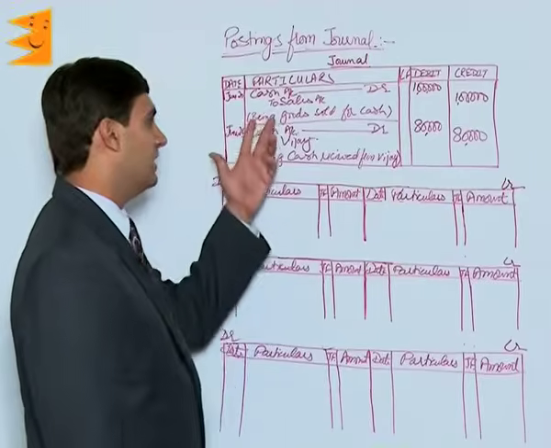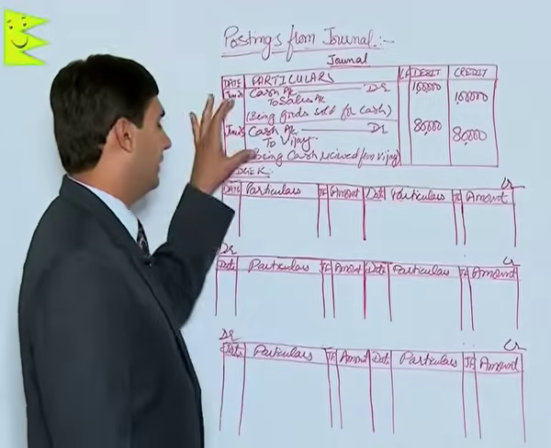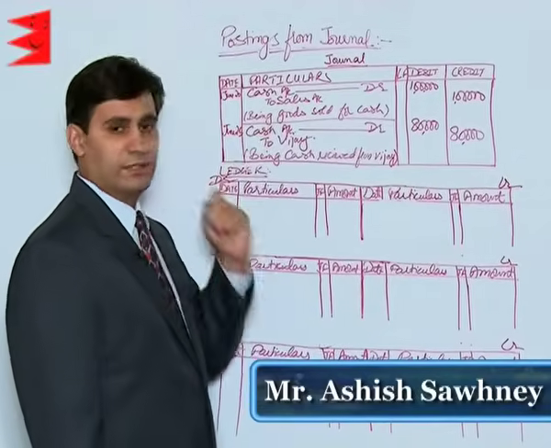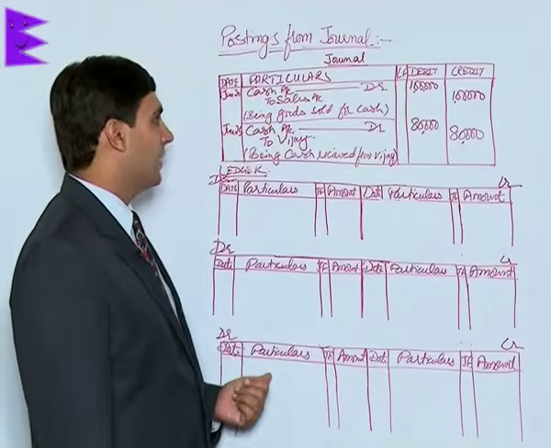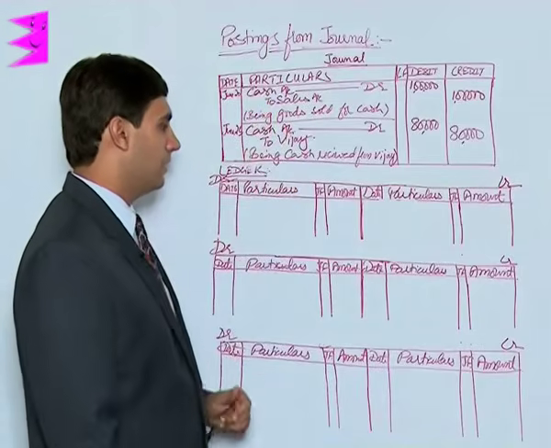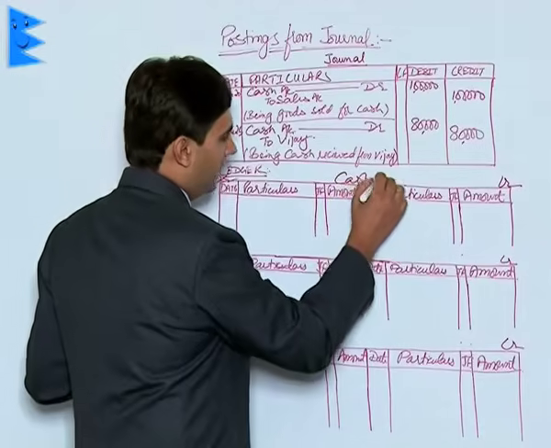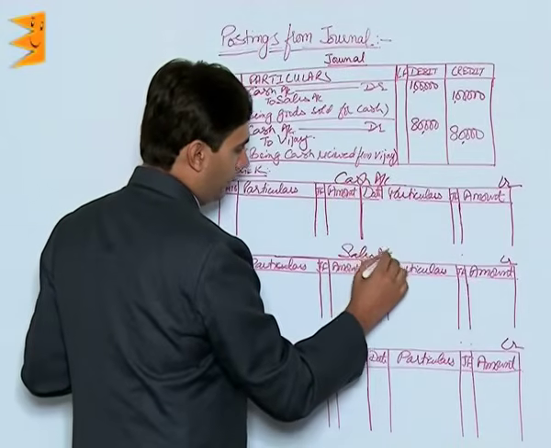Let us post these journal entries into ledger accounts. Now students, there are two entries written here. On June 20th, there is an entry of cash to sales. That is goods sold for cash. Now in this case, there are two accounts that are affected. The first one being cash and the second one being sales. So let us prepare cash account. Let's say this is our cash account and this is our sales account.